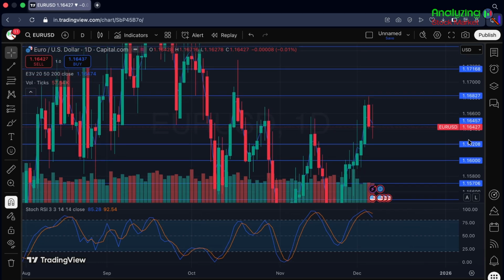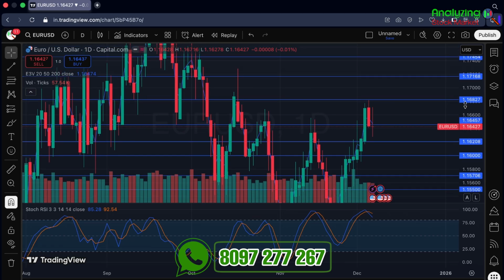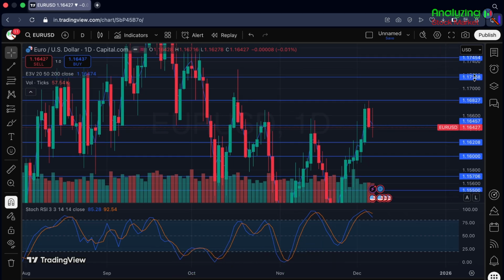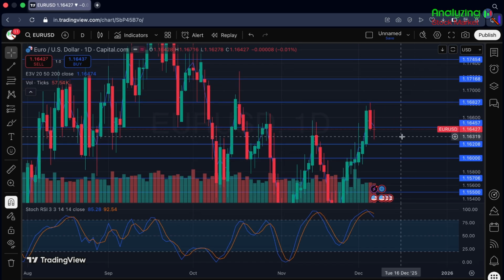So 1.16427 is the closing. Here the direct support is 1.16208 and the direct resistance is 1.16457. After the direct support, there is a support at 1.16000 and then 1.15706. After the direct resistance, there is a resistance at 1.16827 and then 1.17168. So these are the important support zones and resistance zones which will help you to take better stop loss and target levels according to your bias.